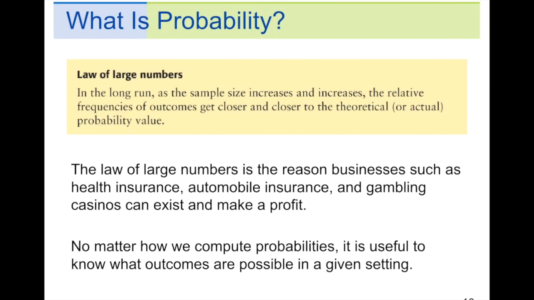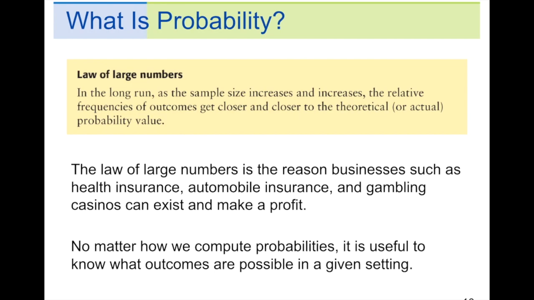In the long run, as the sample size increases and increases, the relative frequencies of outcomes get closer and closer to the theoretical or actual probability value. The law of large numbers is the reason businesses such as health insurance, automobile insurance, and gambling casinos can exist and make a profit. No matter how we compute probabilities, it is useful to know what outcomes are possible in a given setting.